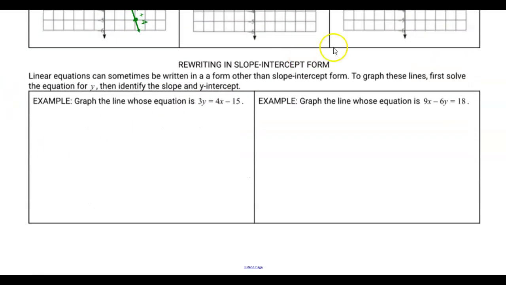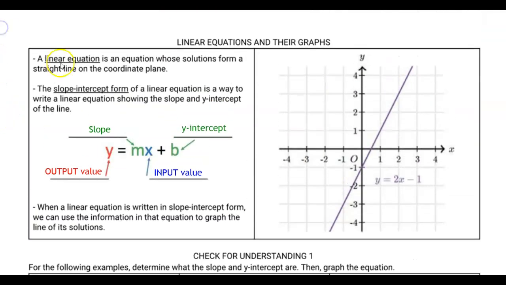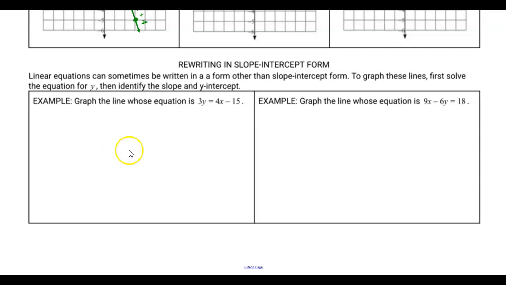All right, so rewriting in slope-intercept form. Sometimes the equation will be given to you, and the equation won't be written in slope-intercept form. It won't say y equals mx plus b. Luckily, all we have to do is rewrite it by solving it for y. If you remember from the y equals mx plus b form that we talked about before, it is solved for y. The y is by itself, so all we need is for that to be the case. So for this first example, it says graph the line whose equation is 3y equals 4x minus 15. All we need is to get that y isolated.